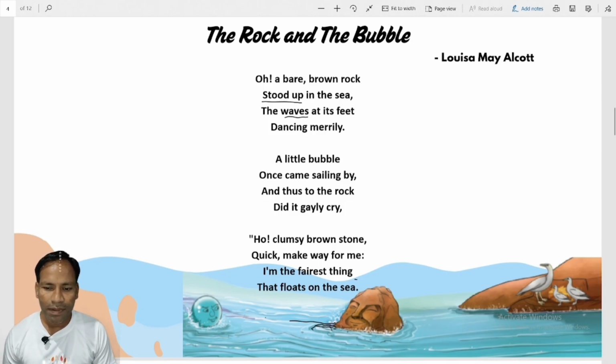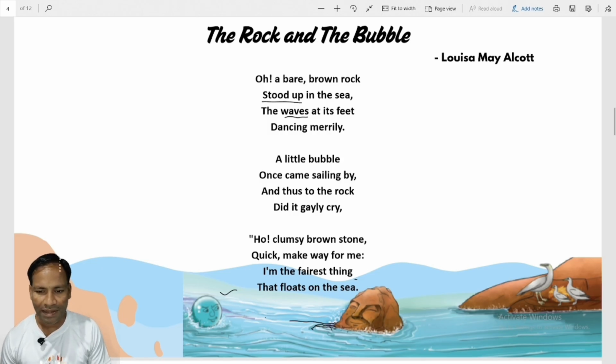A little bubble once came sailing by. Once what happened in this situation, once a bubble, you can see in the picture, came sailing by, from some longer distance it was traveling, and thus to the rock it did gaily cry. Gaily and cry, see these two opposite words here, means very proudly the bubble shouted, looked towards the rock and shouted, what it said.